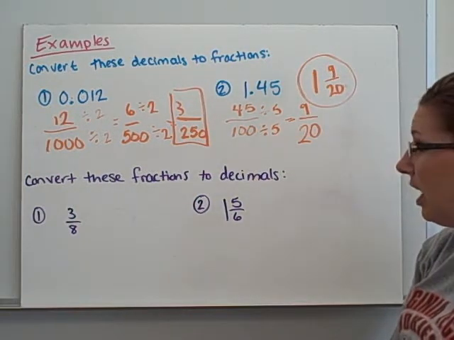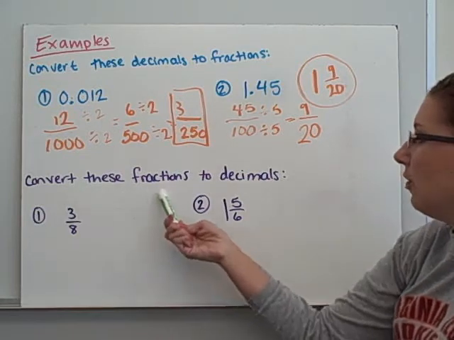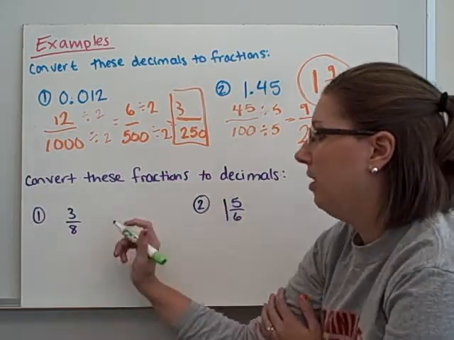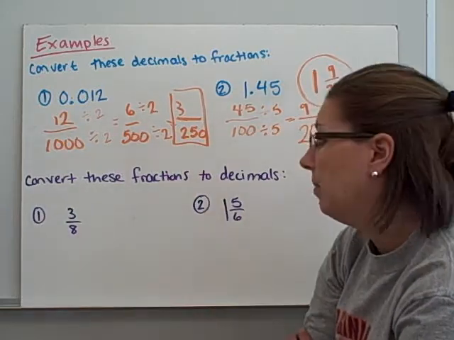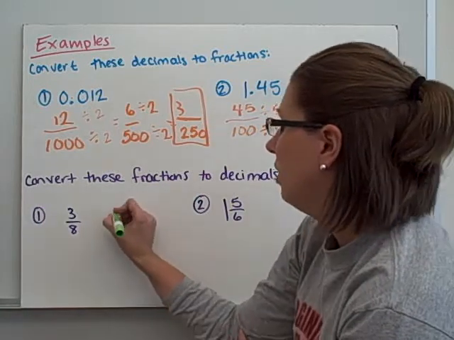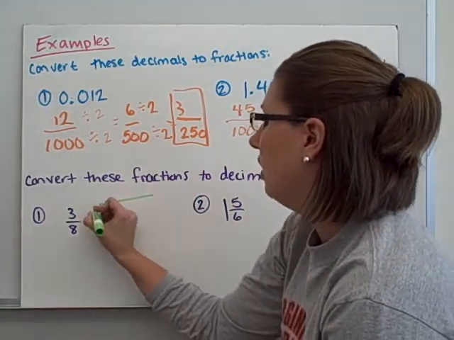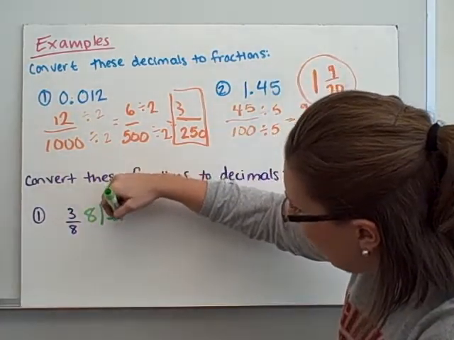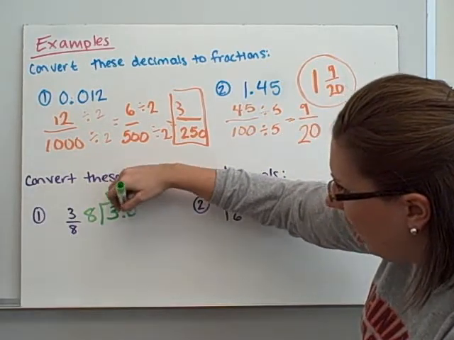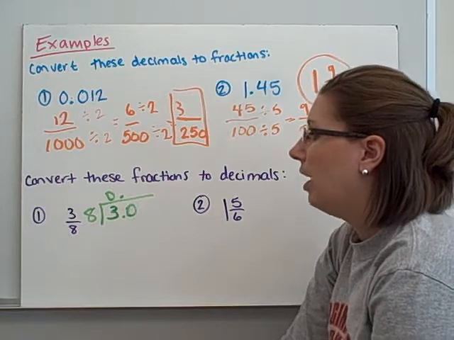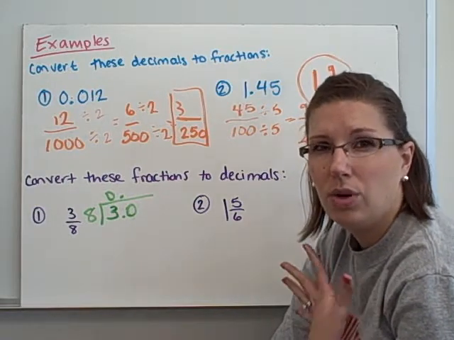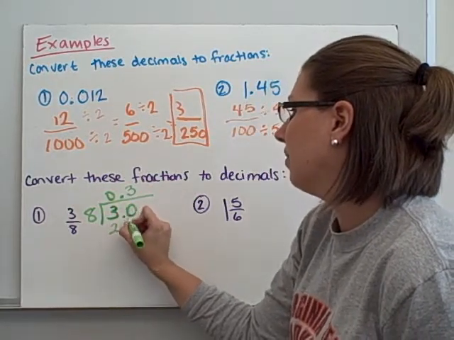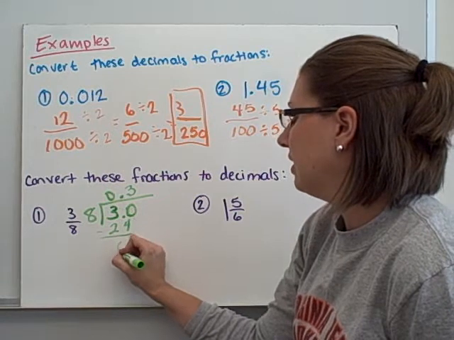All right, next problem. Convert these fractions to decimals. So think about how we do that. We're going to read this out loud, and we're going to have to do long division. 3/8. That is 3 divided by 8. So I ask myself, does 8 go into 3? No. I have to add a decimal, bring it up, add a 0. So does 8 go into 30? Yes. It will go in 3 times. 3 times 8 is 24. And subtract, and you'll get 6.